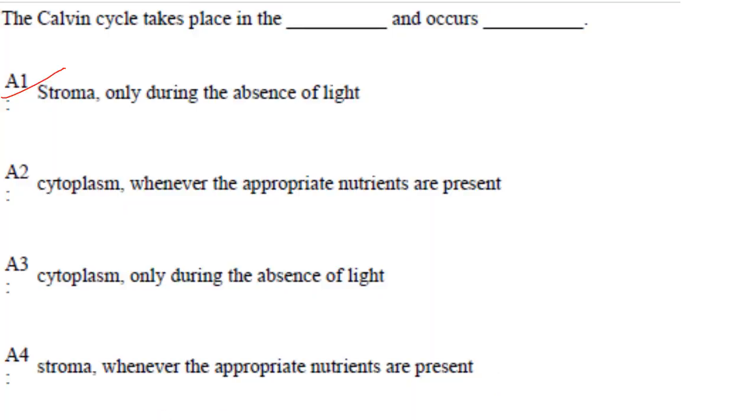Then next one. Calvin cycle takes place in the dash, that is in the stroma, and occurs. So option 1 stroma, and cytoplasm is not the answer. So 2 and 3 can be eliminated. Fourth one also stroma, whenever appropriate nutrients. No, only during the absence of light. So 1 is correct.